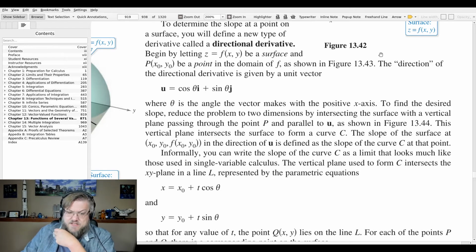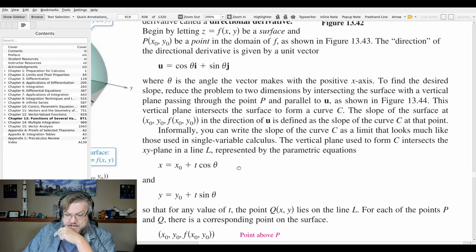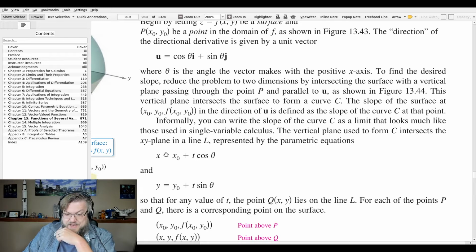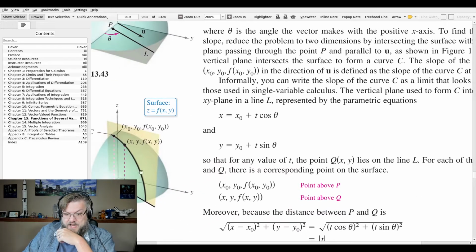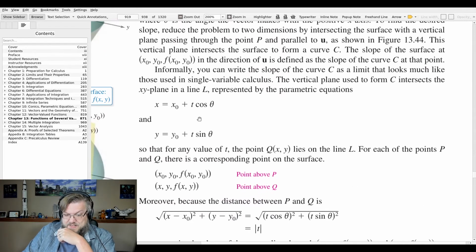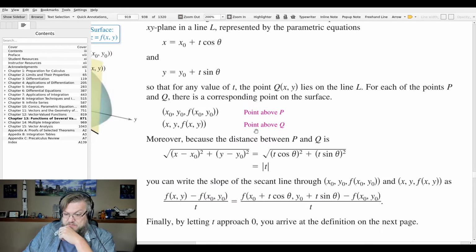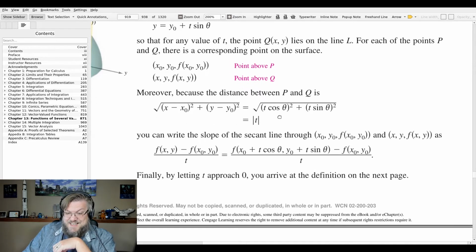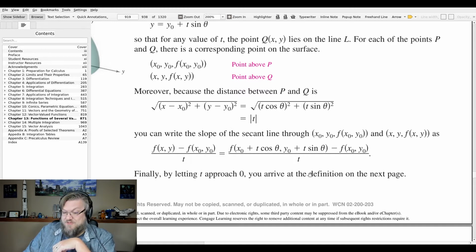Now, they start to work on this a little bit, and they say, okay, well, we want to come up with that intersection of a line, and they go ahead and work on that, and they get this here, the parametric equations of that line, and then they start to equate some things here, right? The distance between P and Q, and they go ahead and get that, and they write the slope, and lo and behold, when they do all of that, this is the definition that we want to work with.